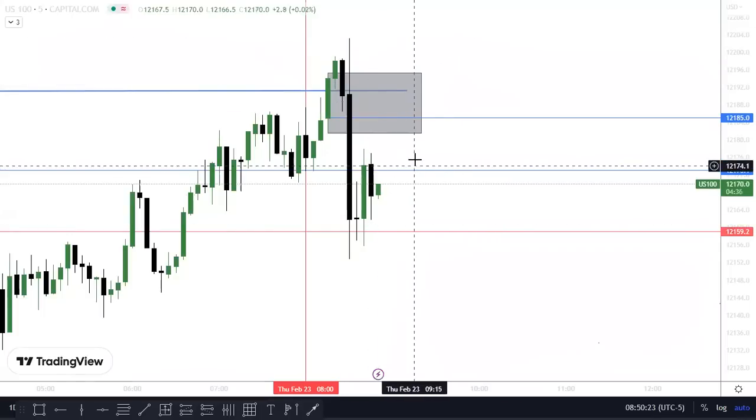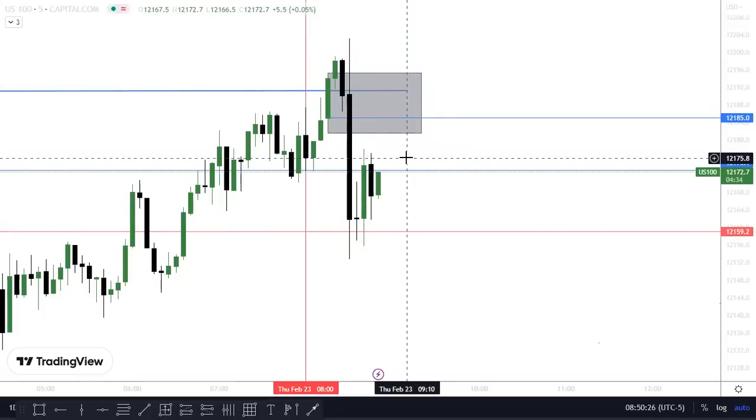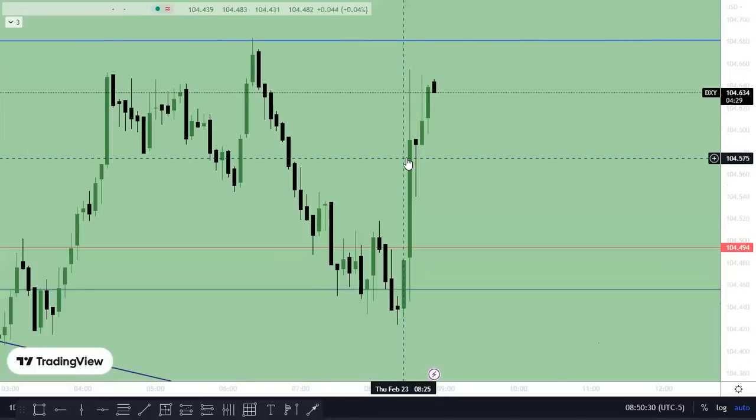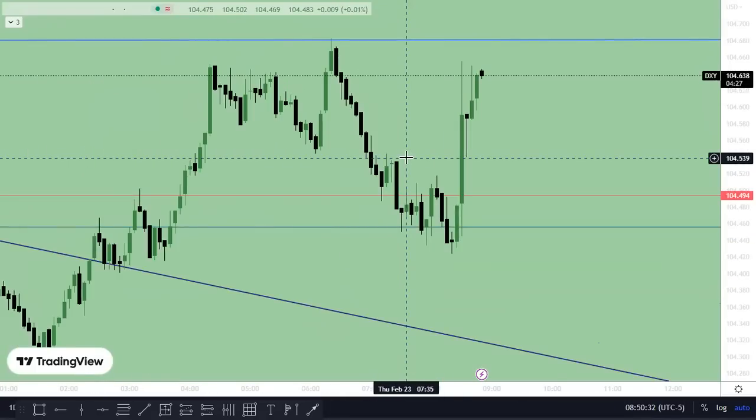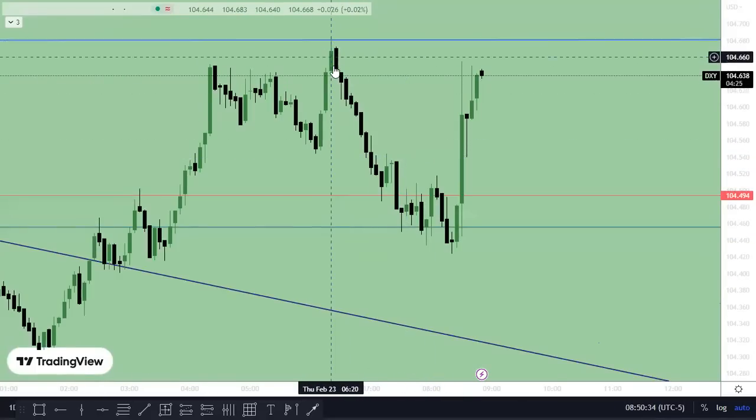9 o'clock. What could happen today? What did the news say? As a matter of fact, what's DXY doing? DXY bullishness. Going for this high. Beautiful stuff.